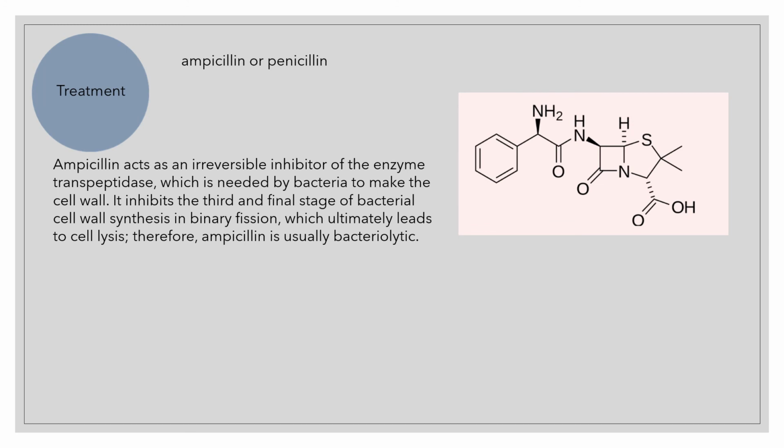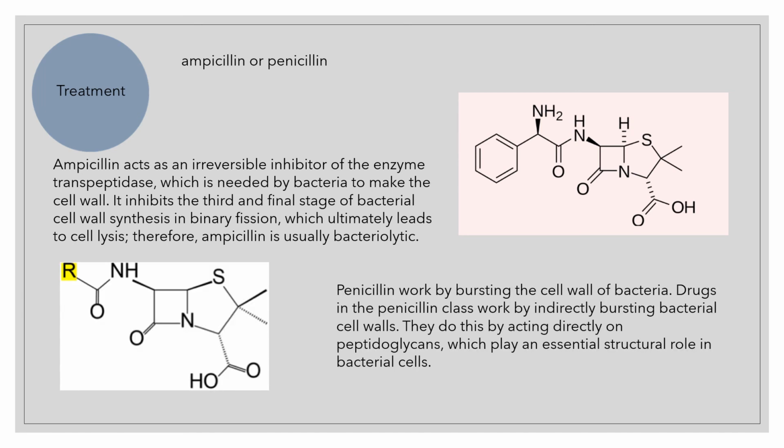Ampicillin, whose chemical structure you can see on the right, is an irreversible inhibitor of the enzyme transpeptidase, which is needed by bacteria to make the cell wall. It inhibits the third and final stage of bacterial cell wall synthesis in binary fission, which ultimately leads to cell lysis. Therefore, ampicillin is usually bacteriolytic. Penicillin, which you can see on the left, works by bursting the cell wall of a bacteria. Drugs in the penicillin class work by indirectly bursting cell walls, as mentioned with ampicillin, and they do this by acting directly on peptidoglycans, which play an essential role in bacterial cells.